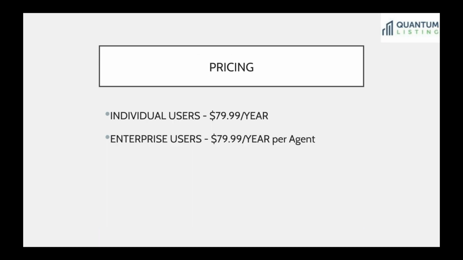And how much does Quantum Listing cost? A mere $79.99 a year per person. That's for unlimited listings. And that unlocks every single feature that we have.